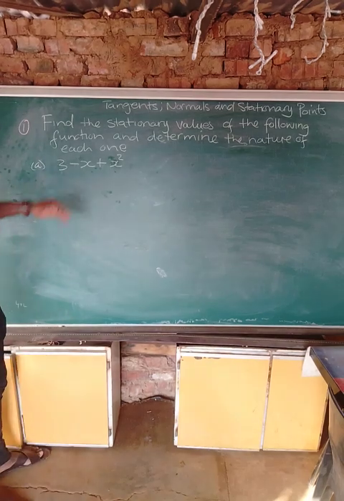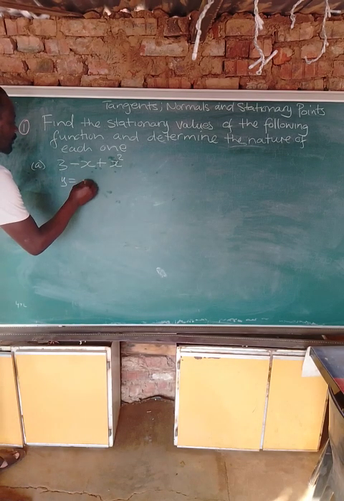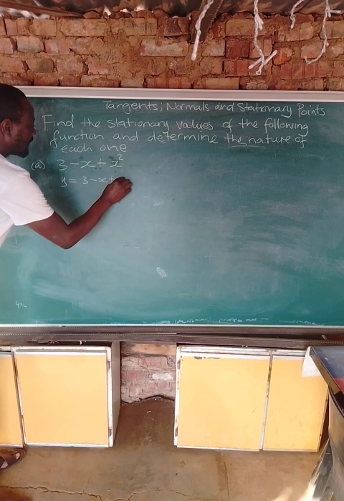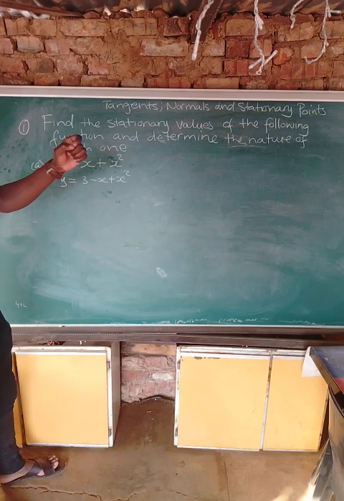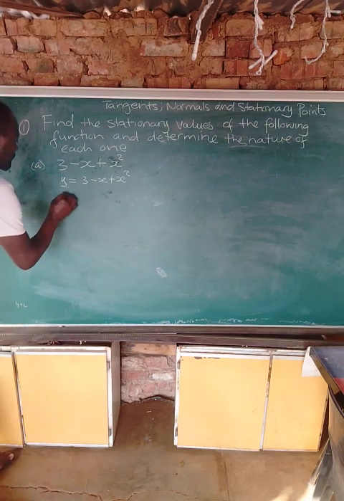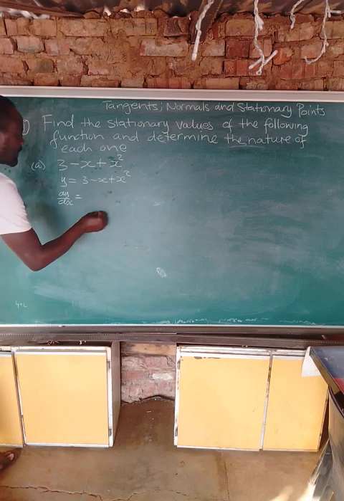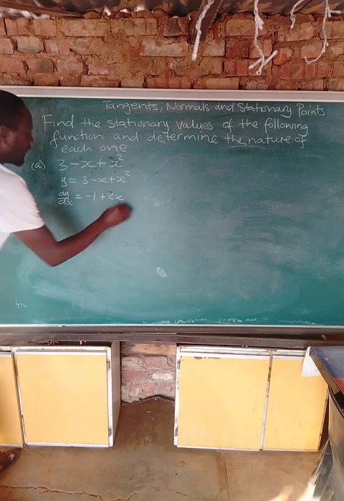So here, what do we do? Let y equals 3 minus x plus x squared. So now, what do we need to do? We need to find the first derivative. The first derivative, what do we get? It's minus 1 plus 2x.